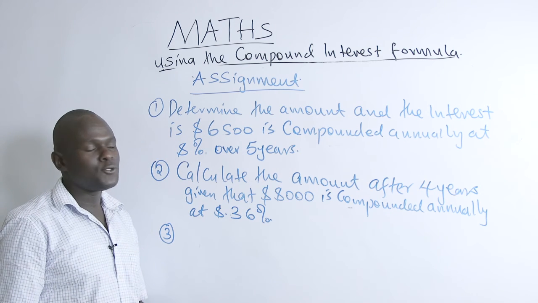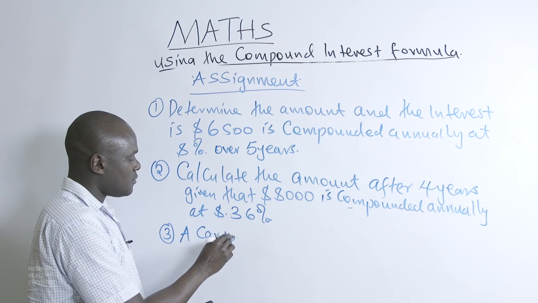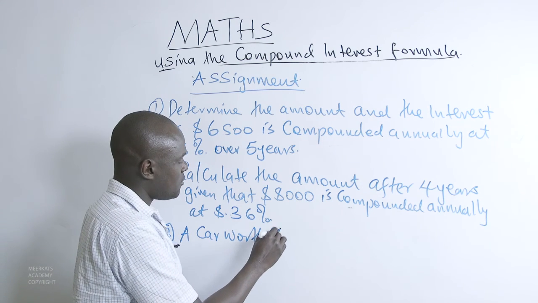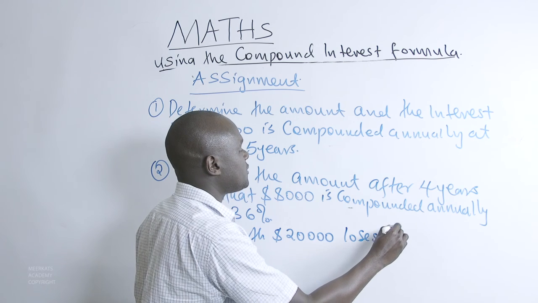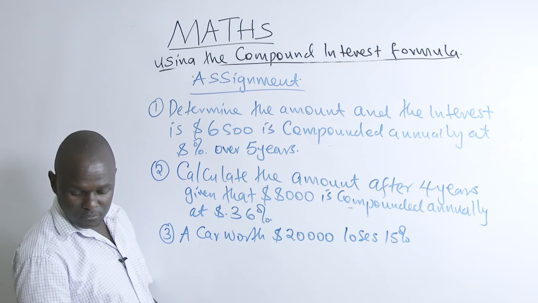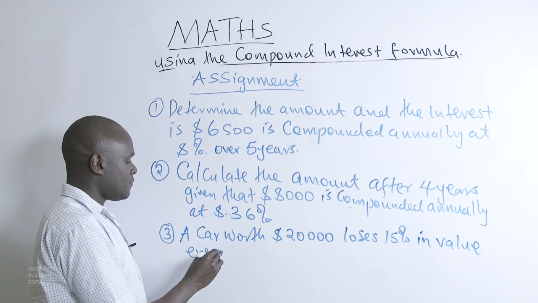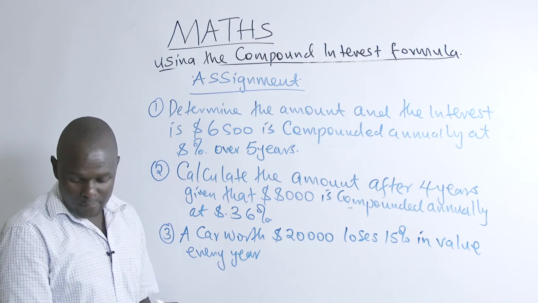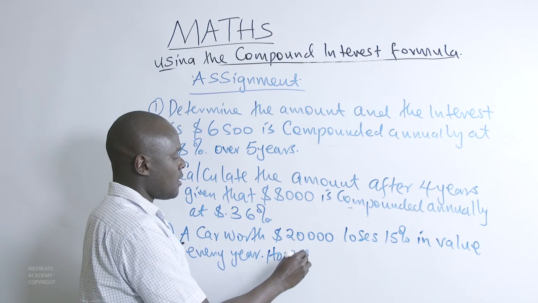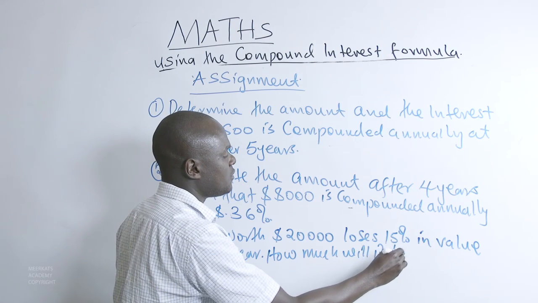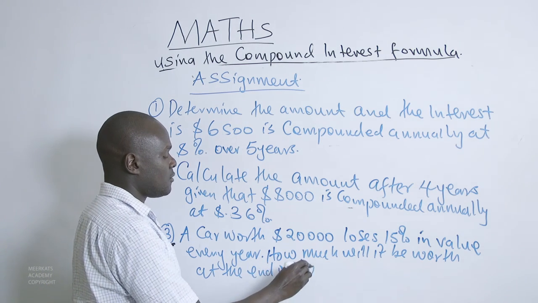And the last question touches on depreciation, the last concept that we have just learned. A car worth $20,000 loses 15% in value every year. How much will it be worth at the end of the 4th year?